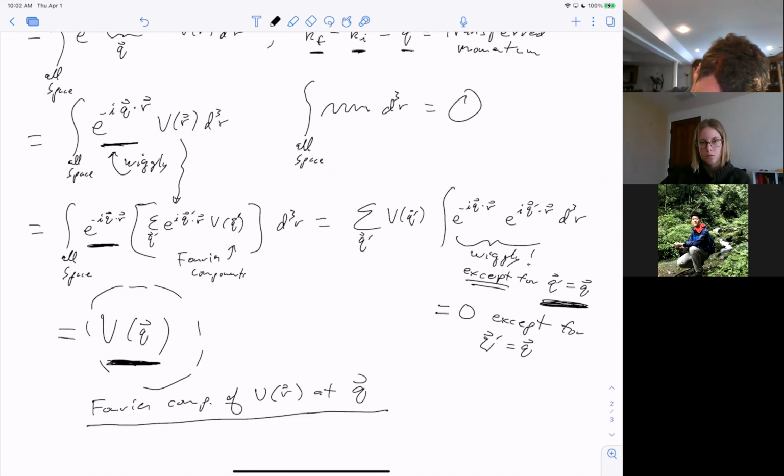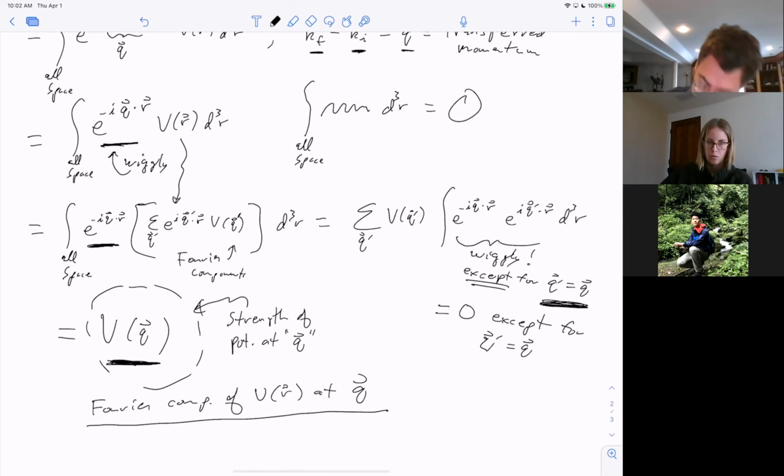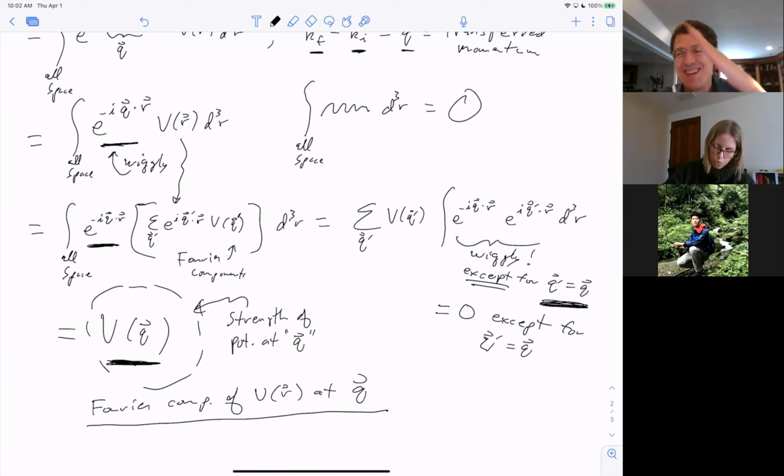The potential has all these wiggly components as Fourier components, and one of those components matches the transferred momentum, and so that's the component that gives it the momentum, and this is the strength. This is the strength of the potential's component at Q. And so the strength of that Fourier component in the potential tells us how strong the scattering is. So it all kind of works out. And if the potential does not have a Fourier component at the transferred momentum wave vector, if the Fourier component is zero, there is no scattering.